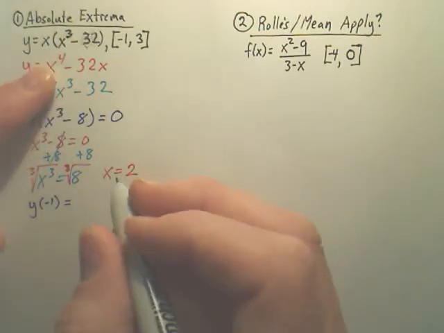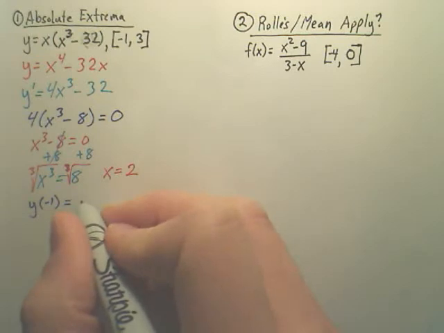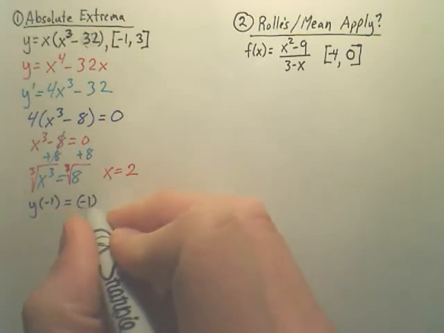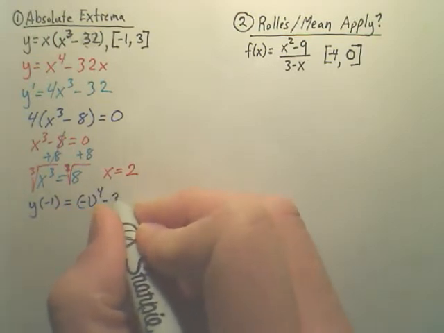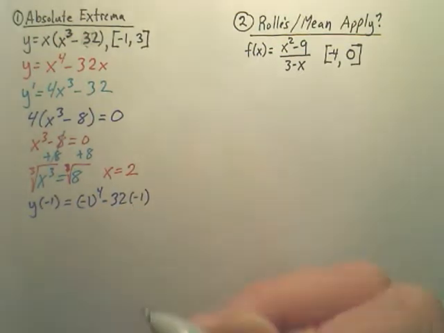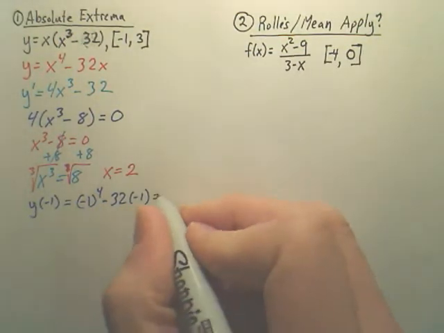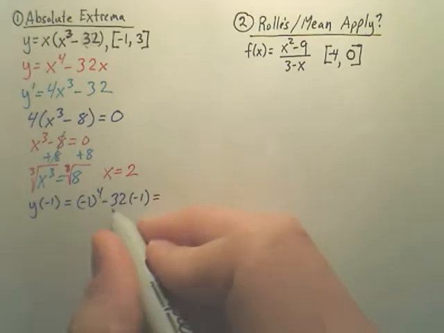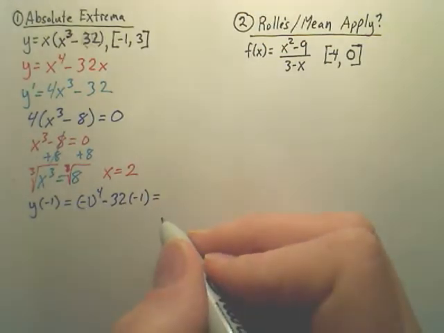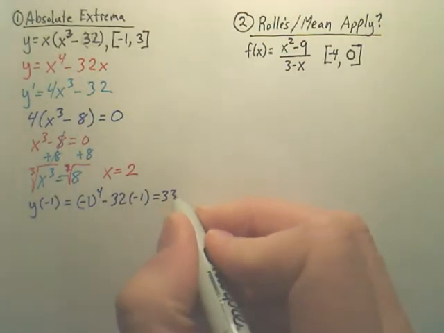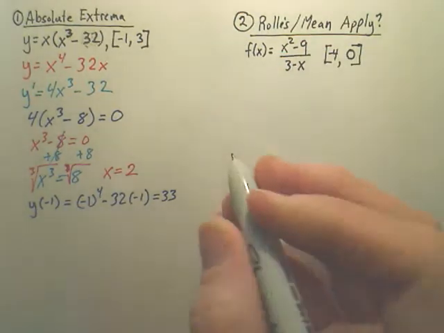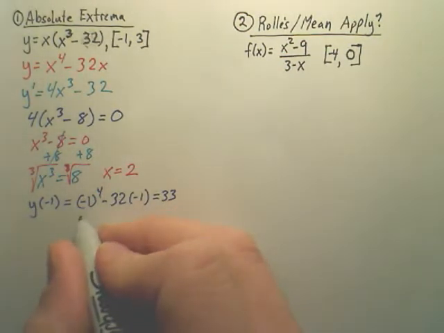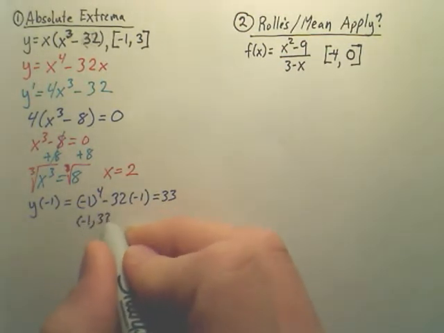I'll plug it into this second one. So when you plug in negative 1 to the fourth minus 32 times negative 1, you get 32 plus 1, which is 33. So your coordinate is negative 1, 33.